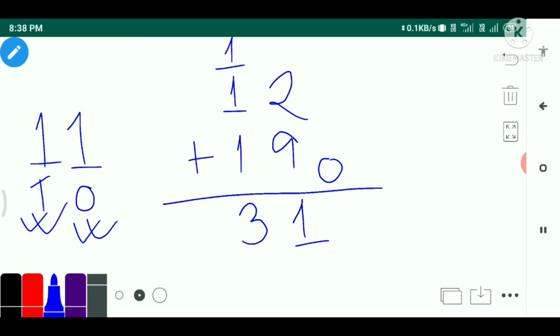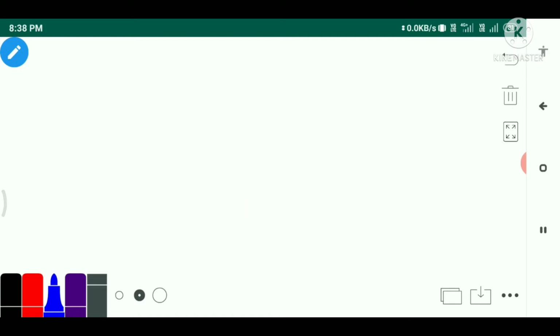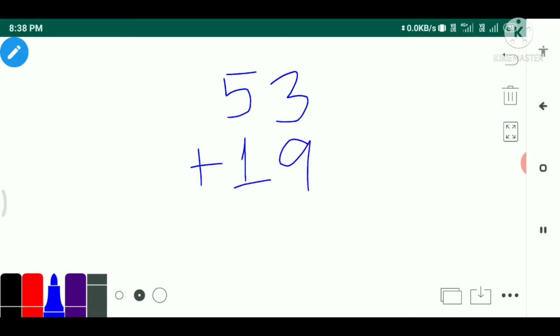One more I will do. So now the next number is 53 plus 19. We have to add this number. So we'll start from ones place value, because while adding we'll always start from ones place value. So 3 plus 9, it will be how much?